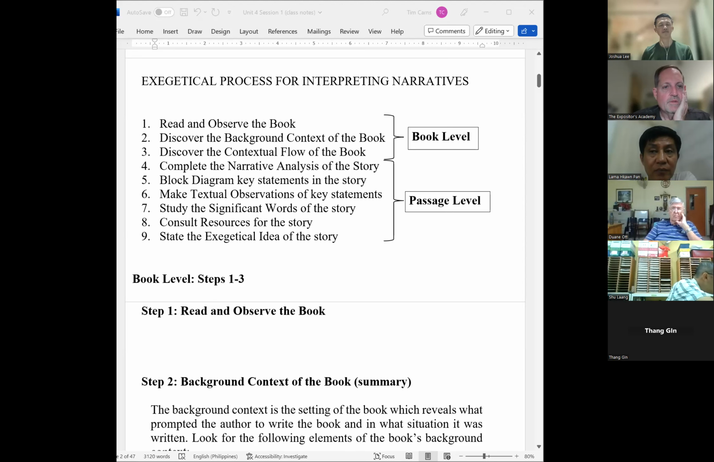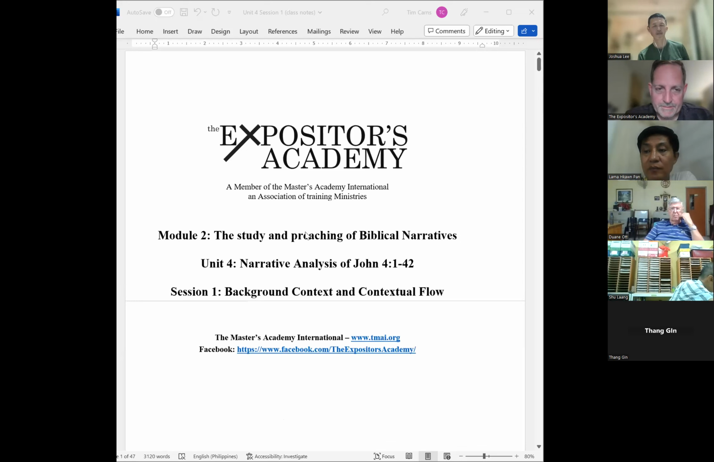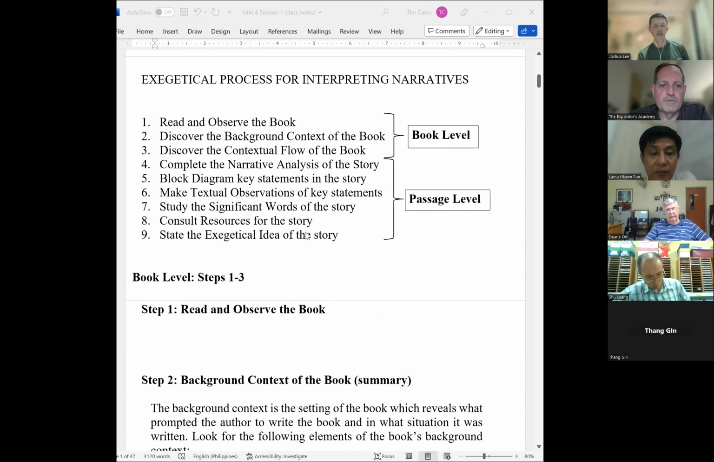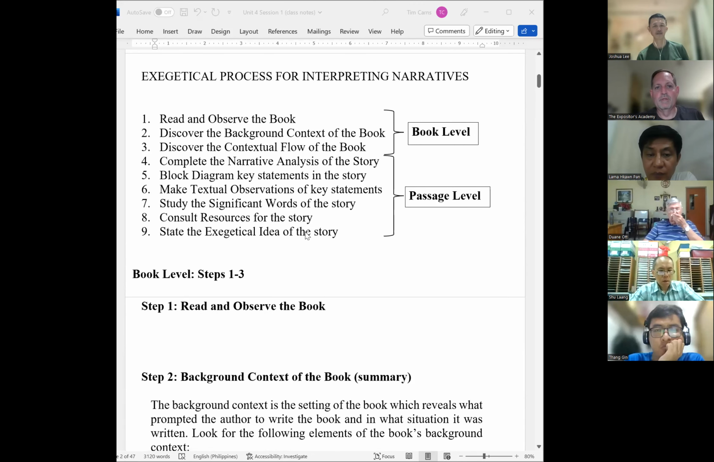So before we get to actually looking at the story itself, I wanted to just remind us of some of the key details of the background of the book of John, and then that will allow us to flow into looking at the story itself. If, of course, you remember the first three steps, if you're studying a story. So let's say we want to prepare a message from John chapter 4. Well, what would we do?